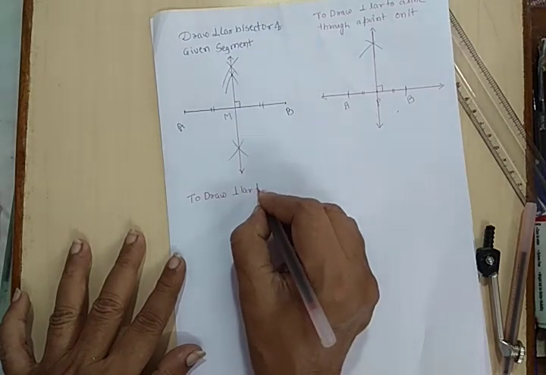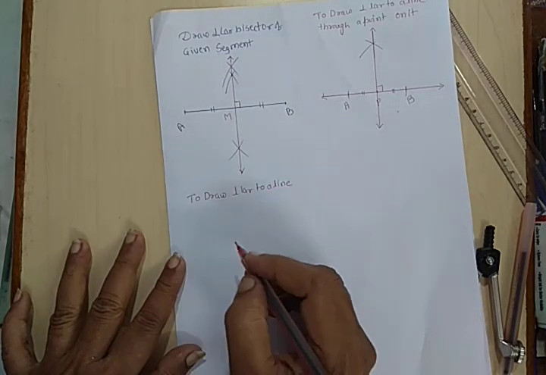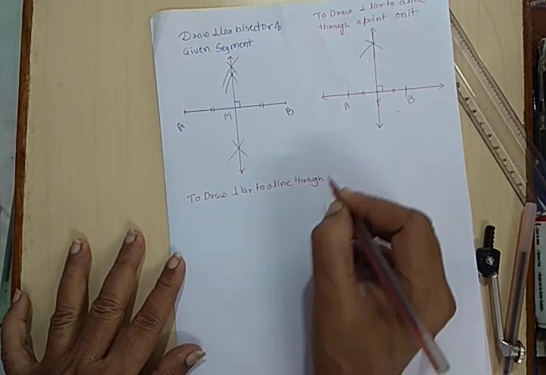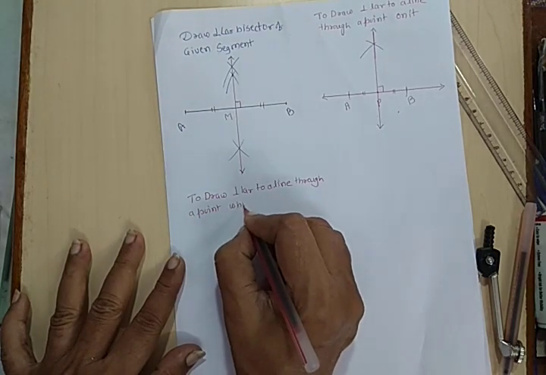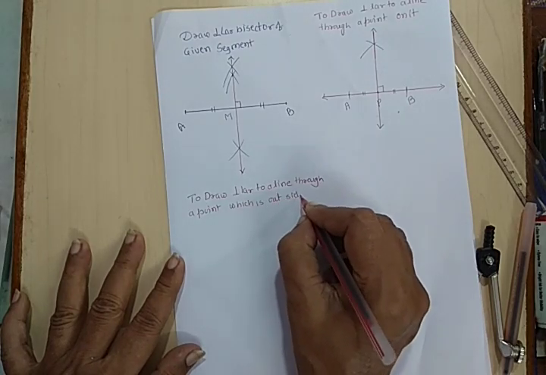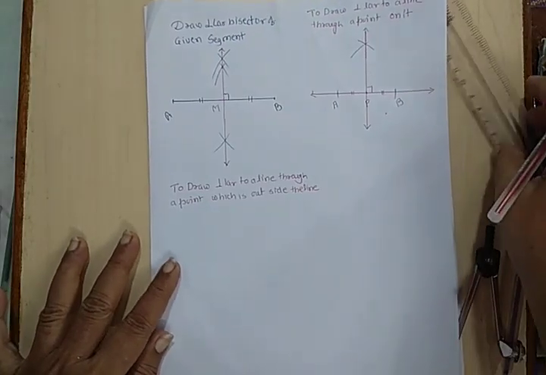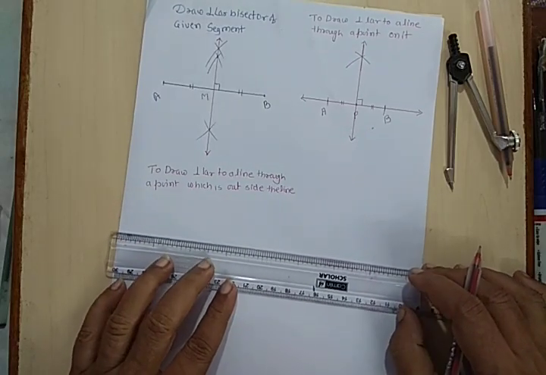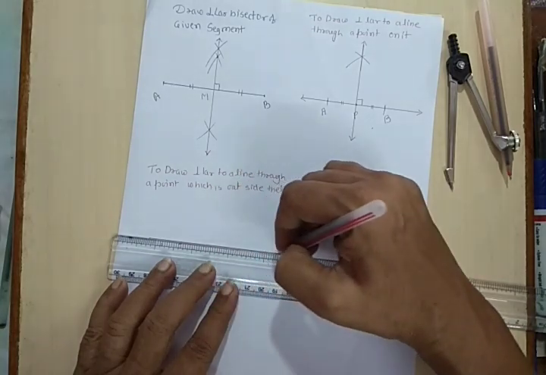Third one is to draw perpendicular to a line through a point which is outside the line. Means now the point is not on the line. This all we have learned in last standards, but I am revising all.